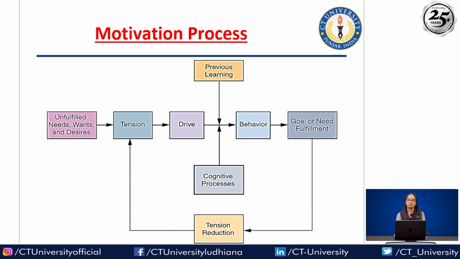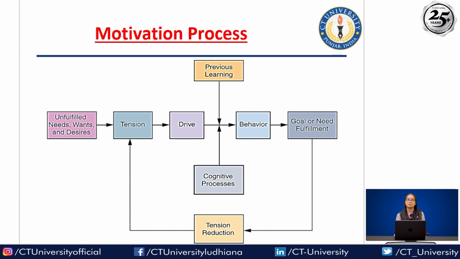This behavior is again moderated by two variables. First is his previous learning, then his cognitive processes. Previous learning can be from his own personal experience. It can also come from other people, the experience of other people, maybe his family members, maybe his friends and colleagues. Similarly, his cognitive processes, which means his ability to evaluate, his ability to reason, will also influence his behavior. This behavior will lead to goal fulfillment and need fulfillment.